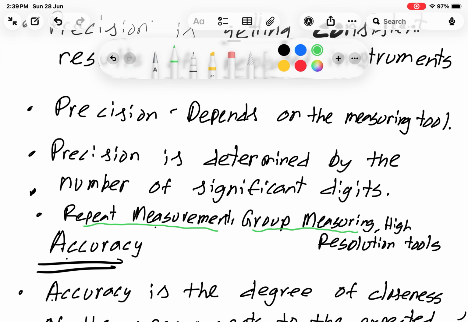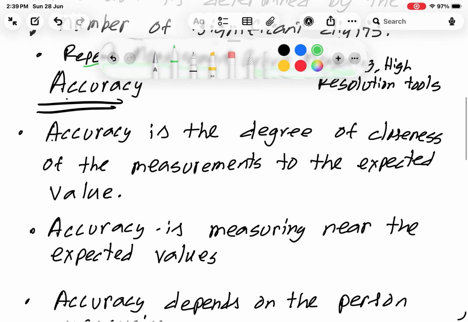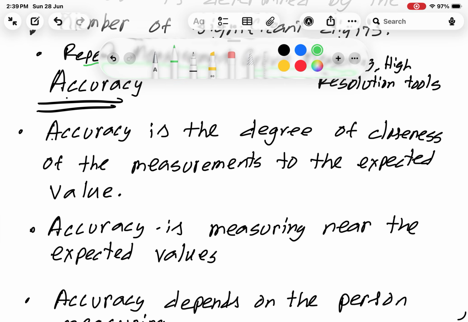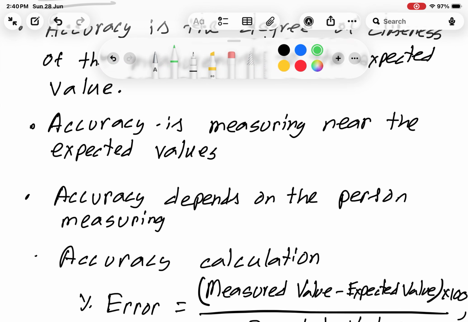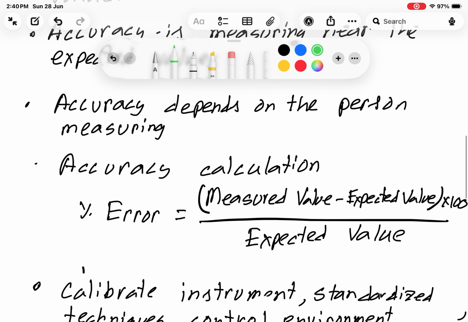Now about accuracy. Accuracy is the degree of closeness of the measurements to the expected value, and so the nearer you are to the expected value, we call it more accurate, and it depends on the person measuring, because if they are not accurate, it mainly happens because of personal errors. And so if the person uses standard ways to measure it and he is very careful, the results will be more accurate.